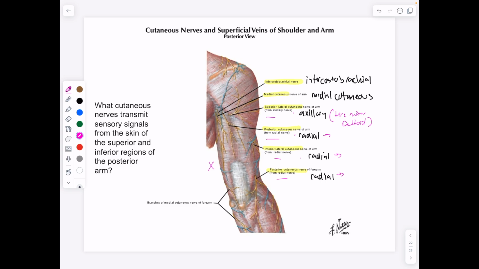We have the posterior cutaneous nerve of the forearm. We have the inferior lateral cutaneous nerve of the arm, radial, the posterior cutaneous nerve of the arm from the radial. And then up here, you see that we're along the deltoid, right? And so the deltoid, again, is from the axillary nerve. So we have the superior lateral cutaneous nerve of the arm from the axillary nerve.